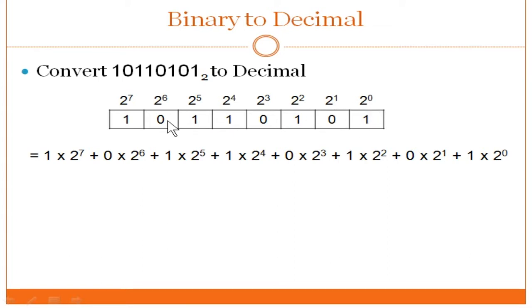So you can see some zeros are there. You can skip the step because anyway you are going to get 0. Okay, so no need to write that. But if you are confused about what power has to be used for each digit, then you can write it like this. Okay, no issue in that.